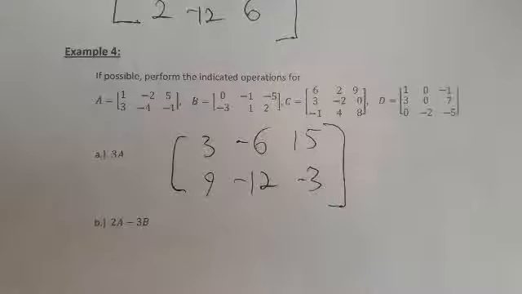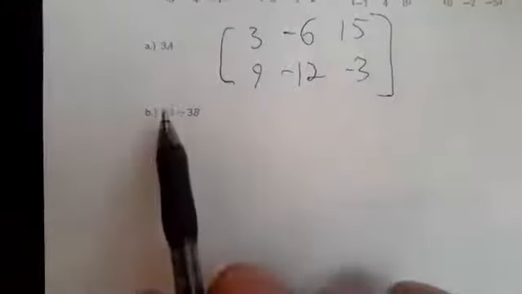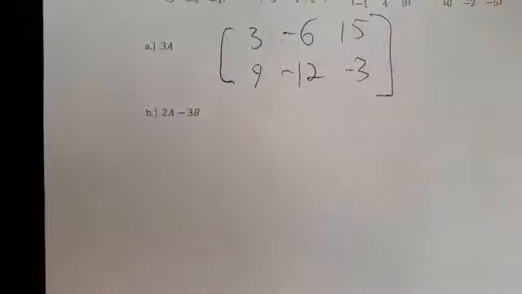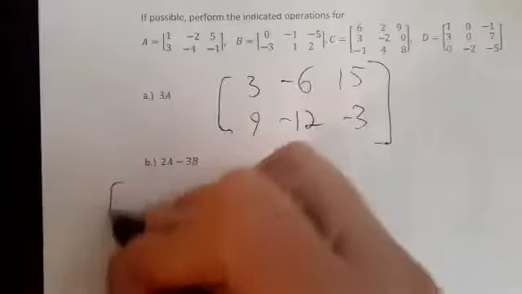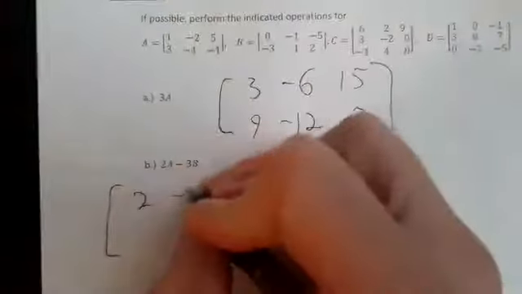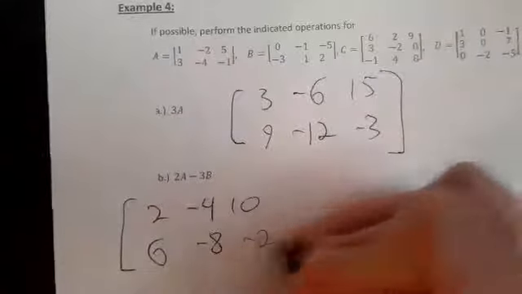Okay. Now I want to do 2A minus 3B. And so I don't know if you need to hear this, but the order of operations did not change, right? We're still going to do multiplication before we do addition and subtraction. So we're doing this scalar multiplication before we're doing that subtraction. So I want to take that matrix that's in A, I want to multiply it by 2. I do 2, minus 4, 10, 6, minus 8, and minus 2.